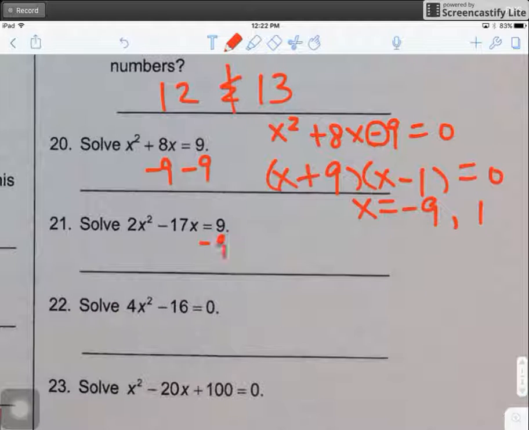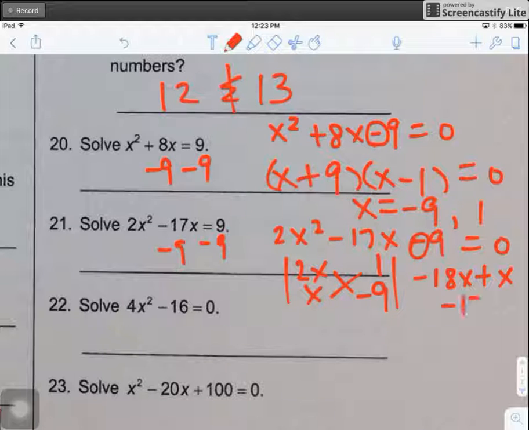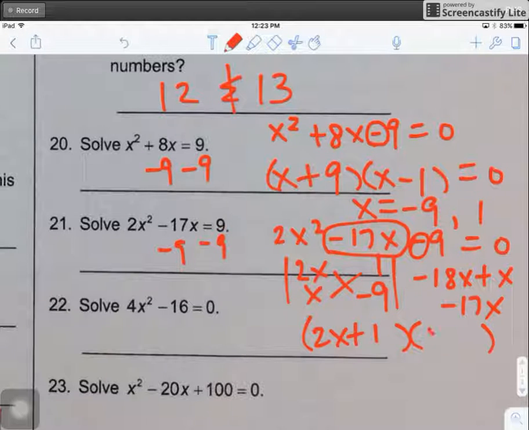Same thing for number 21. Moving the 9 to the left side, we have 2x squared minus 17x minus 9 equal to 0. We need to factor this using the crisscross spider method again. So we will have 2x and x. That is the only way to get 2x squared. And then let's try 1 and negative 9 because the signs will be different because of that. Let's cross multiply and we have negative 18x plus 1x. That would be negative 17x, which is what we want for the middle term. So the factorization becomes 2x plus 1 and x minus 9.